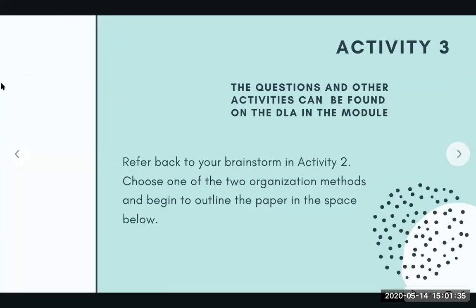And then our final activity. In our final activity, we're going to ask you to go back to your brainstorm in activity 2. Choose one of the two organization methods that we talked about. Those organization methods are also found in your DLA, so you don't have to rewind the video. You can always go to the DLA and find them. So refer back to that brainstorm, choose one of the two organization methods, and begin to outline the paper in the space provided on the DLA.